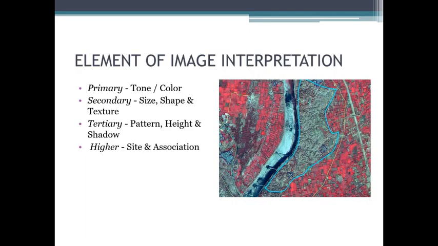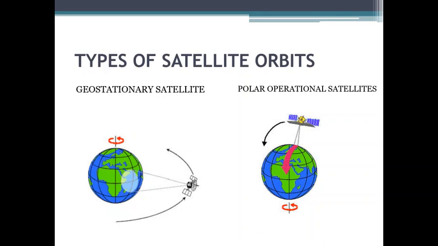The elements of image interpretation include identifying the color of an object, size, shape and texture of the object, tone and pattern, and height, site and its association. These elements will help in identifying the objects. There are two types of satellites available. First one is geostationary satellites and then polar orbital satellites. As the name suggests, geostationary means this satellite is fixed at a particular position and gathers the information about the Earth. The polar orbital satellite will move about the poles and gather the information about the Earth.